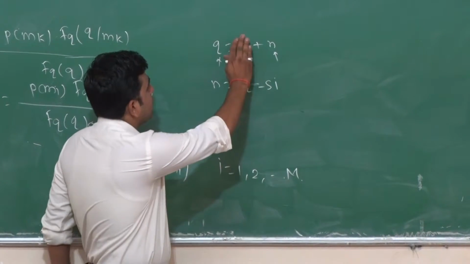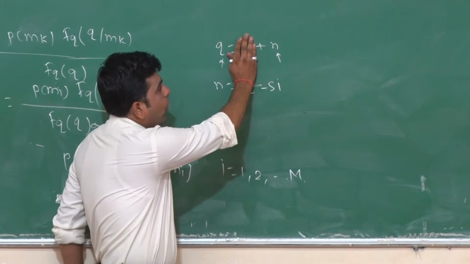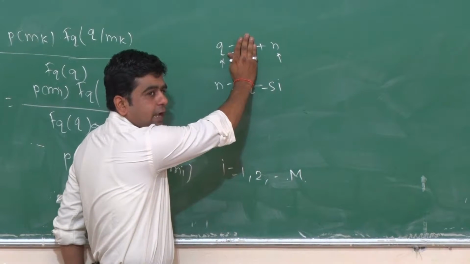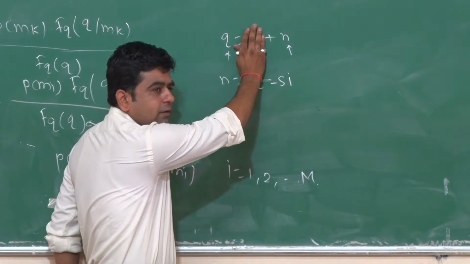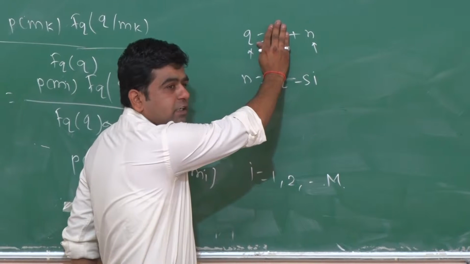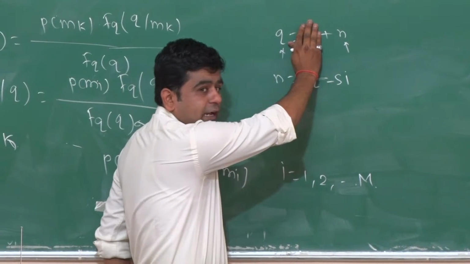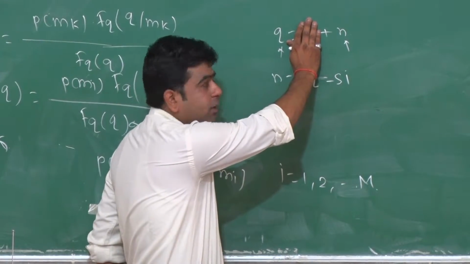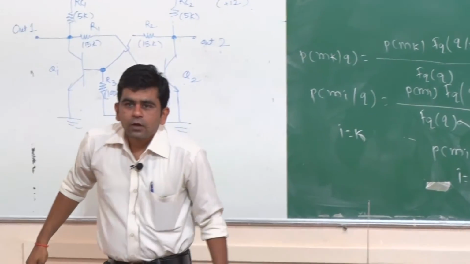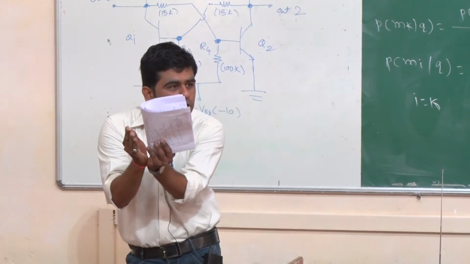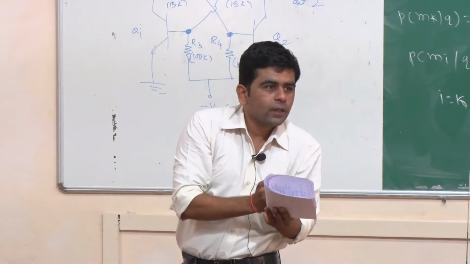See here, Q is a random point, N is a random point. Whatever the probability distribution associated with N is equal to the probability distribution of Q. Is it clear? Both have the same probability distribution. But when Si is introduced, what happens? The probability distribution function for N gets shifted with Si.